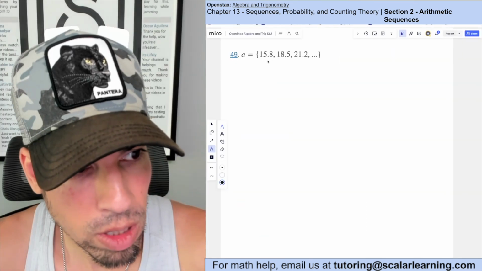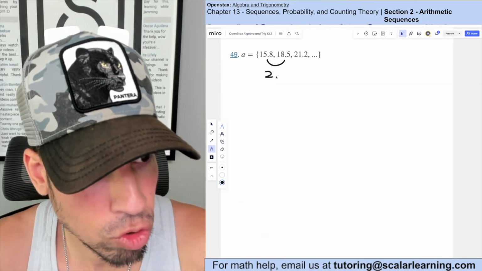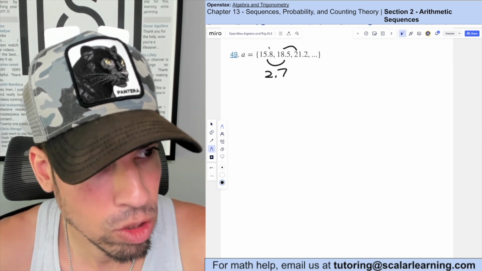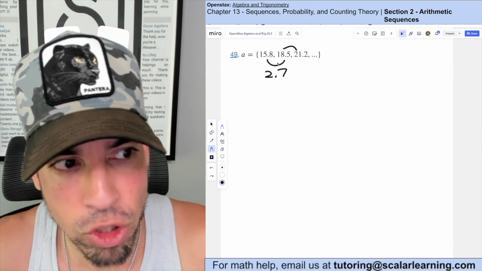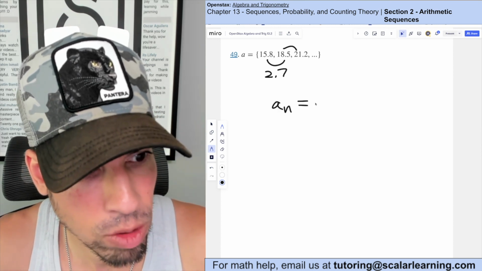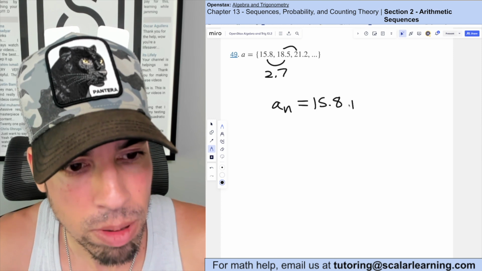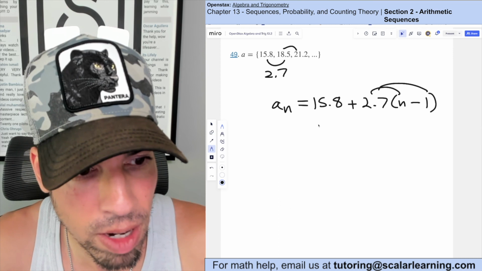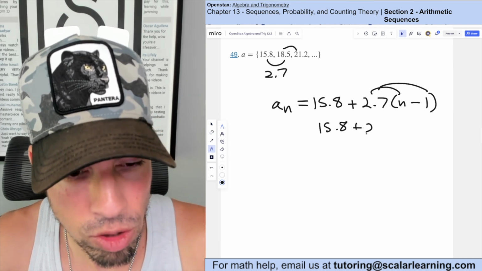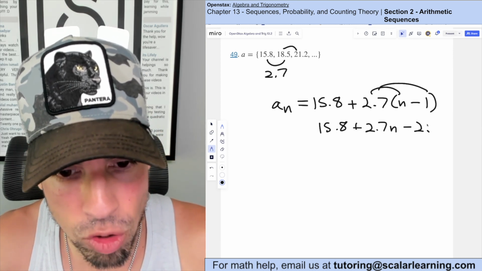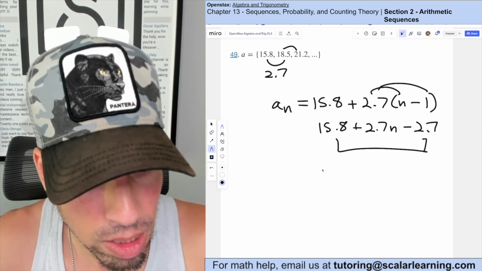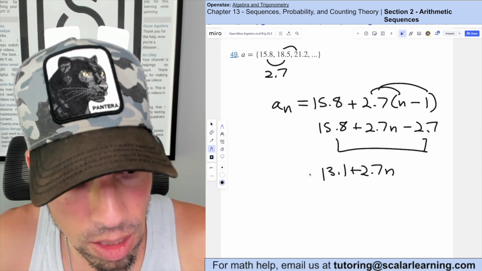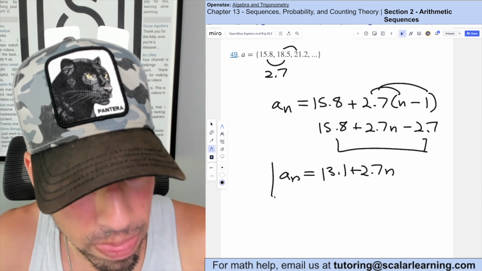Done. For this one, the common difference is 2.7, right? Every time we're adding 2.7, again, 2.7, so on and so forth. And that's my original first term. So we're going to have a sub n is equal to my first term, 15.8, plus the common difference, 2.7, times n minus 1. Let's distribute and simplify. 15.8 plus 2.7n minus 2.7. These two will combine to become 13.1 plus 2.7n, and there's your explicit formula. That's how you do it.